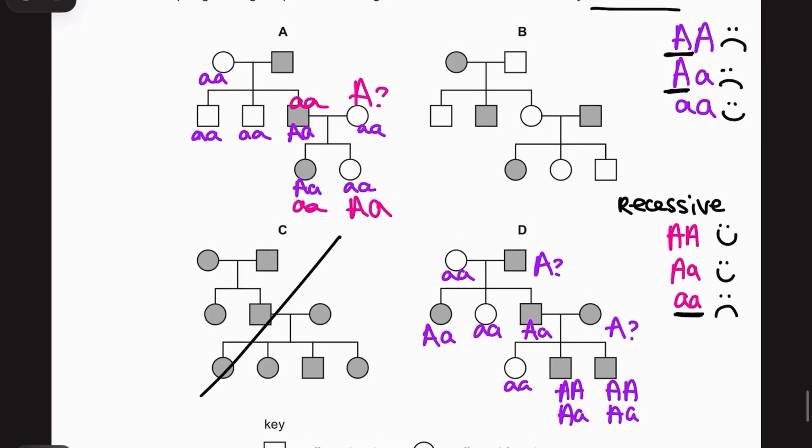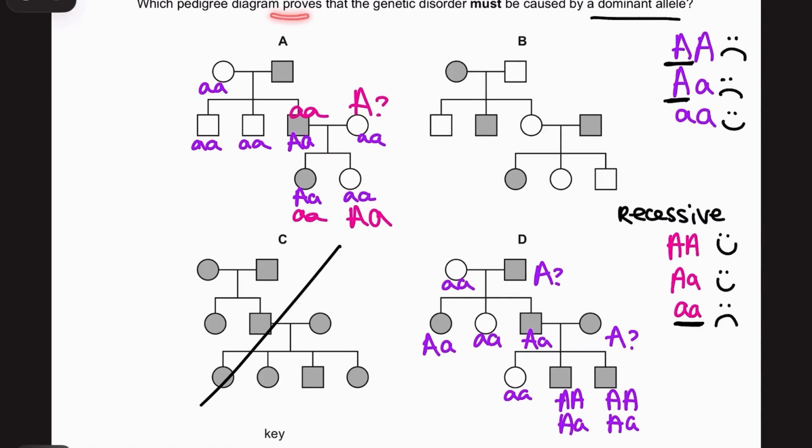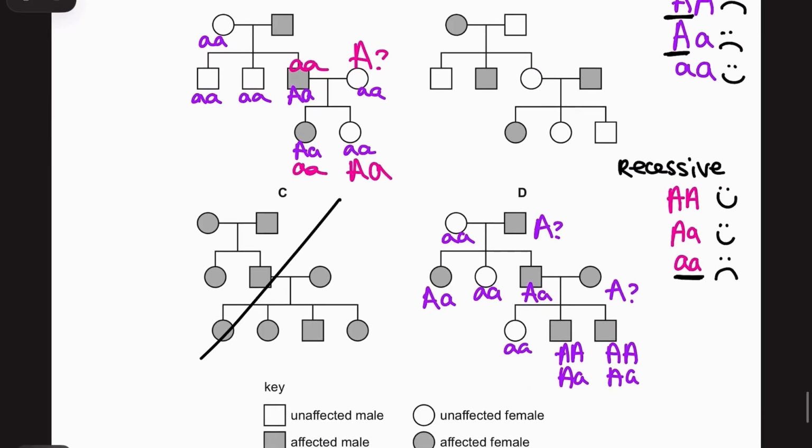That means it did not prove that it must be due to dominant. Do you get it? Do you understand that? So therefore it cannot be A. Now I'm going to continue with this diagram here.